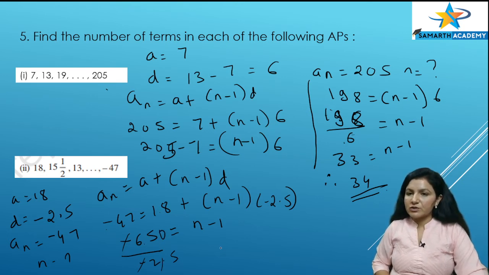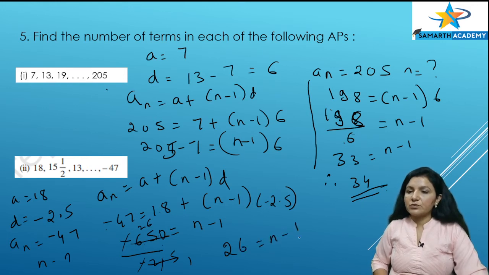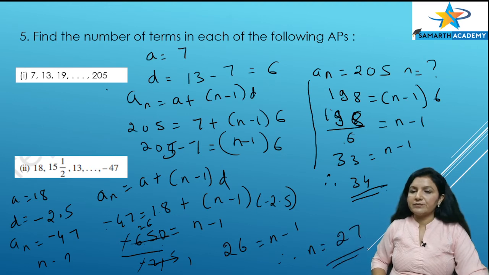650 by 25 is 26. 25 ones are 25, 25 twos are 50, 15 remains and this is 6. So 26 is equal to n minus 1. Therefore, n is equal to 26 plus 1, that is 27.